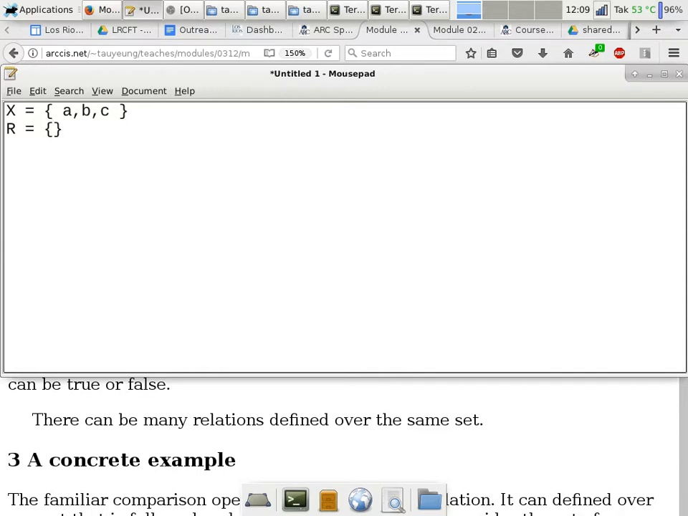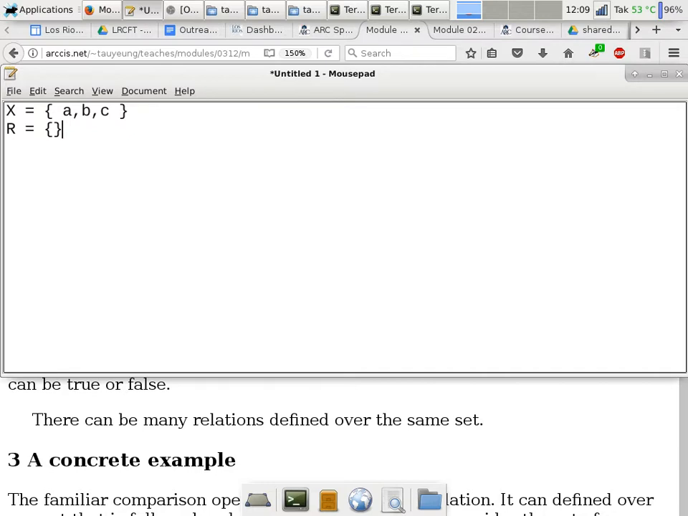The empty set is still a relation, because it is still a subset of the Cartesian product of X and X. In order for something to be a relation over a particular set, that relation has to be a subset of the Cartesian product of that set with itself. Well, an empty set is automatically a subset of every set there is. So it makes sense that the empty set is also a relation. It's valid as a relation.